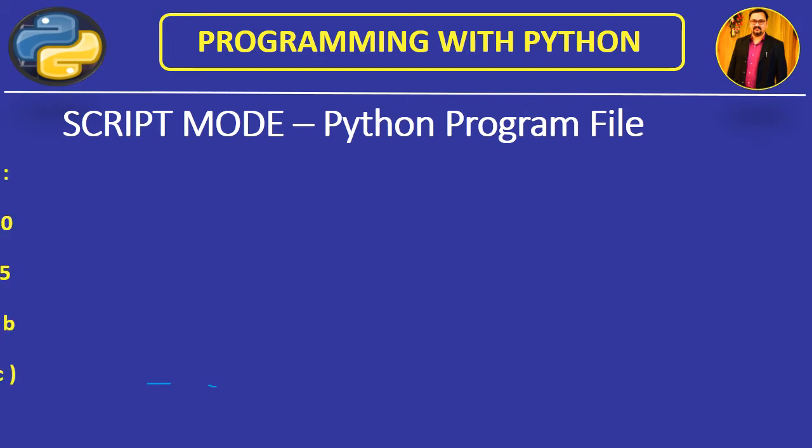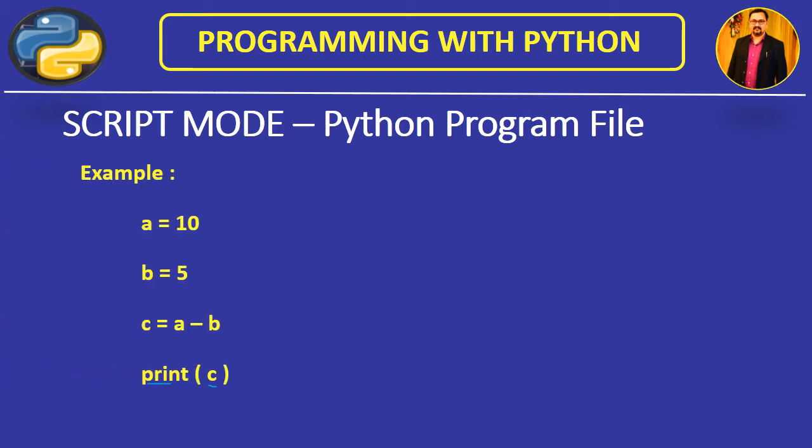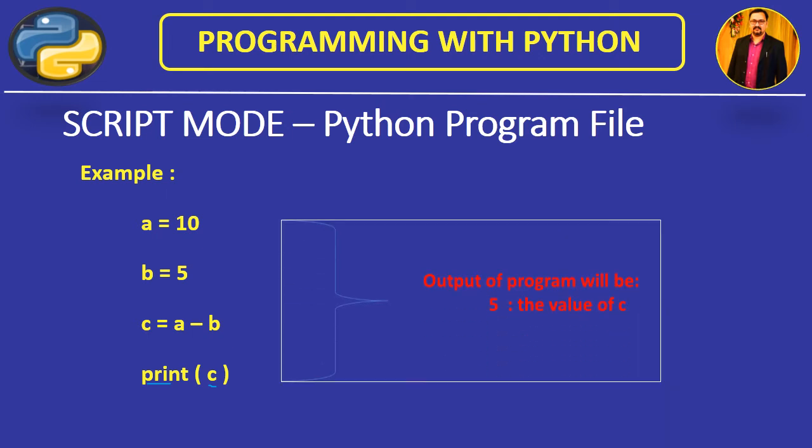Here is an example of script mode, this complete program, where we have assigned values to two variables, a equals 10, b equals 5, and c equals a minus b. And the fourth statement here, print c. This will print the result of this program. That will be the value of c, the difference of a and b. That is the output. When you run this program, the output will be 5.